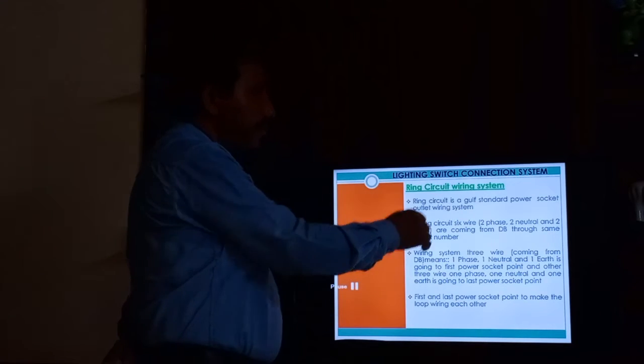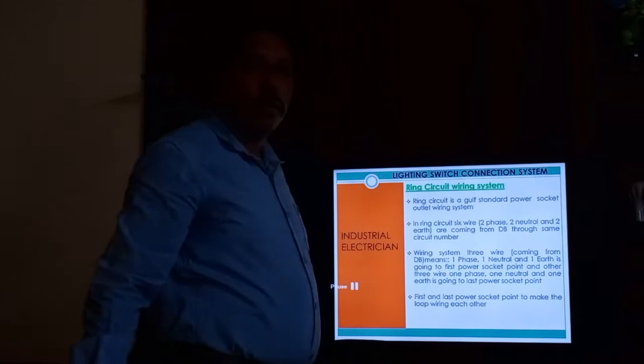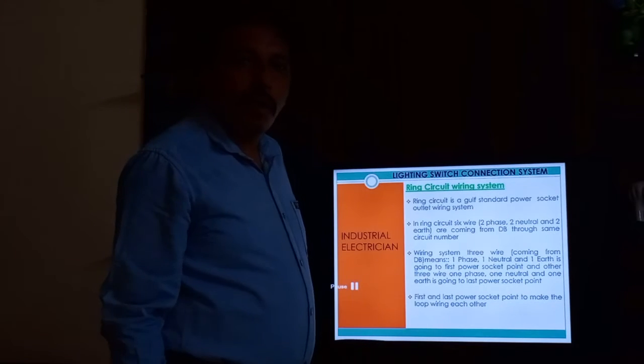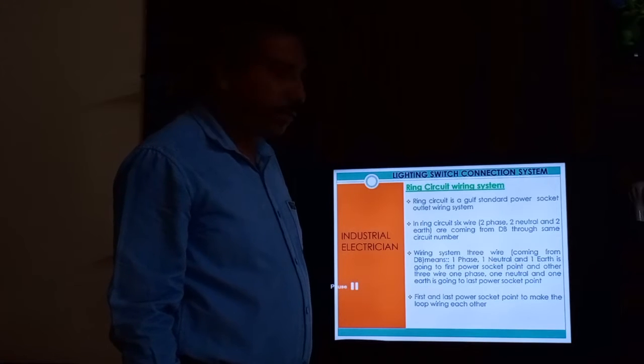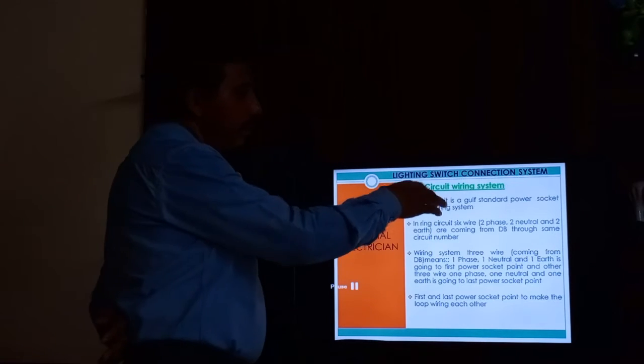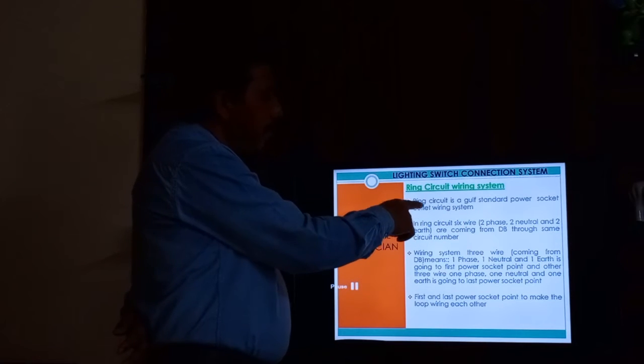Load balance. If we make a ring circuit, the load goes equally to all sockets, and the voltage also goes equally in the same condition. So in this region we use the ring circuit.